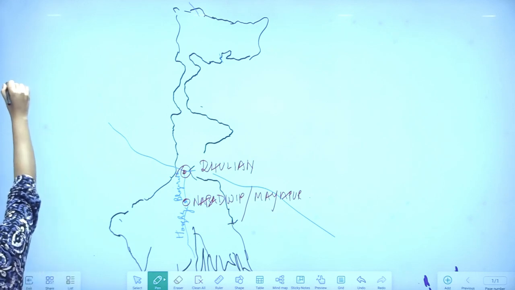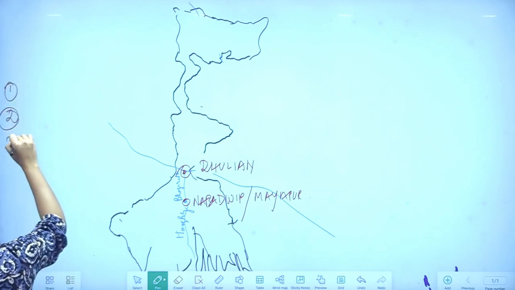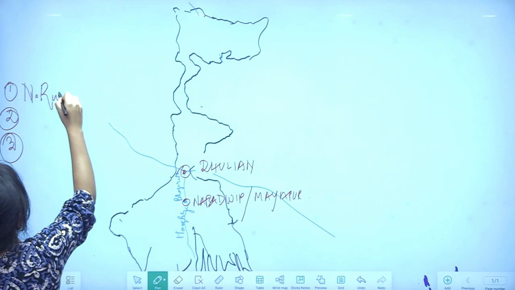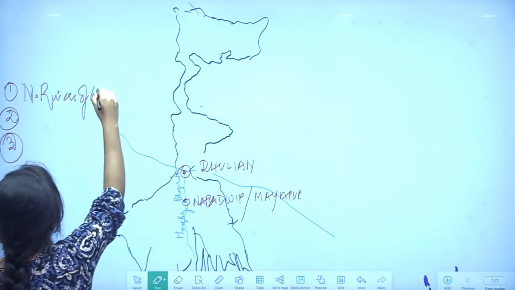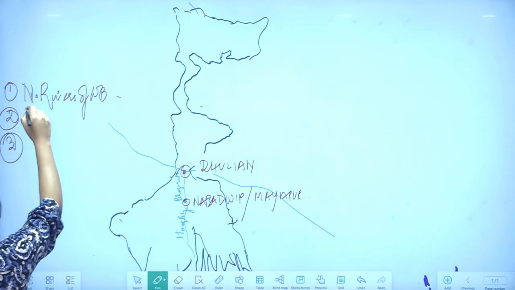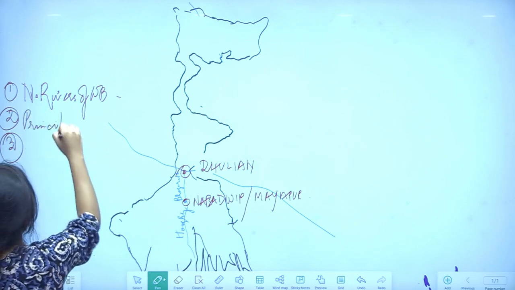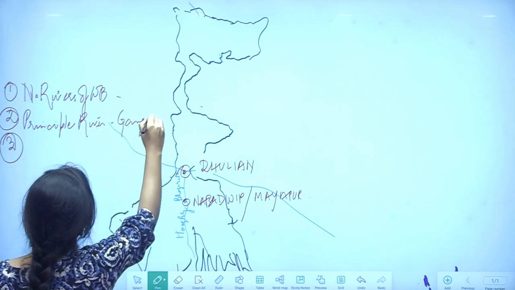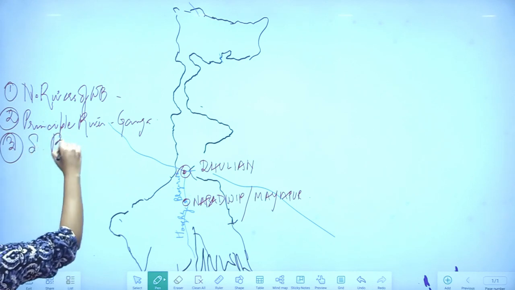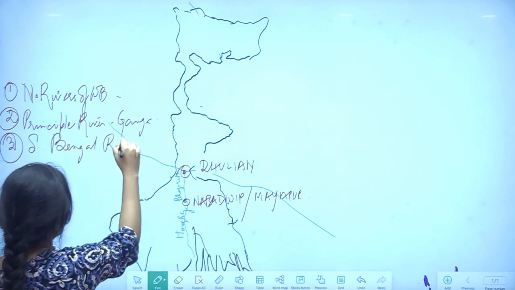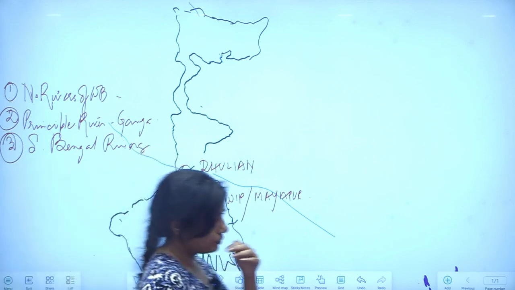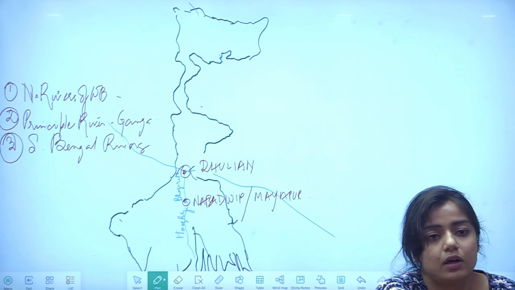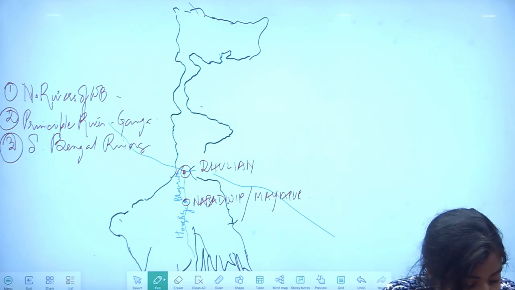So the primary river of West Bengal is Ganga. We can divide the West Bengal river system into 3 parts: the northern rivers of West Bengal, followed by the principal river Ganga, followed by the South Bengal rivers. When we read rivers in this way, it becomes easier for us. So let's start with the North Bengal rivers.